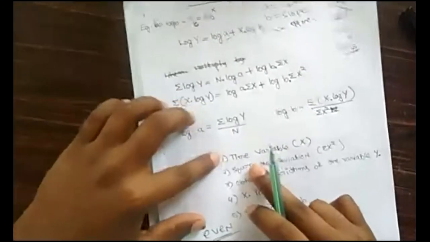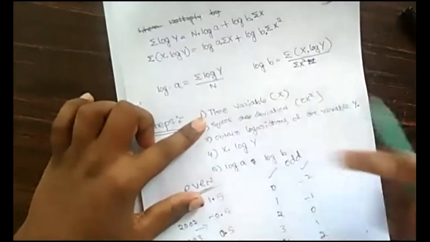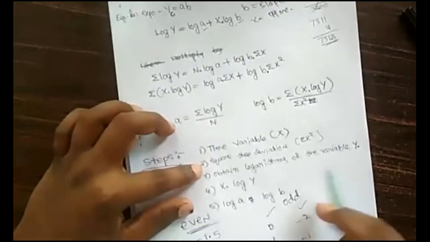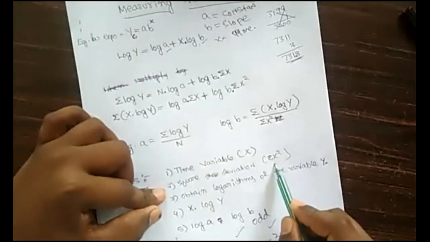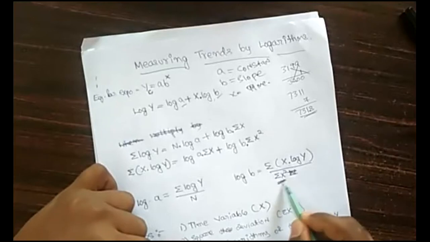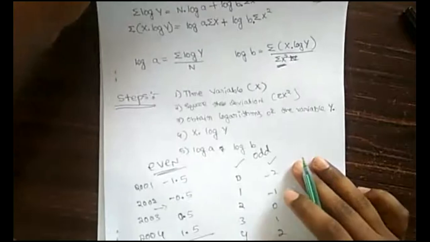Okay, the first step is to find the value of x, then take the square of x and find the sum of x square. If you look at the formula, we need the sum of x square here. So take the square of x and find the sum of it.